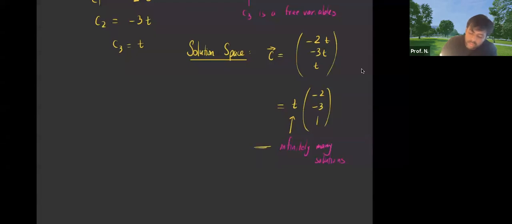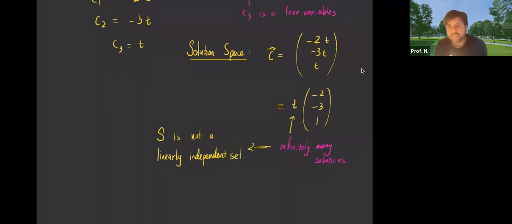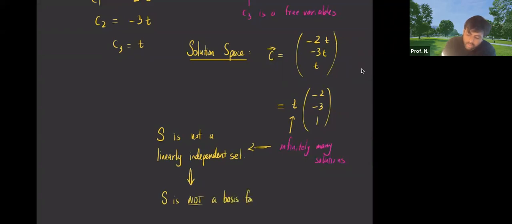So this would indicate that S is not a linearly independent set. So if it's not a linearly independent set, then what do we say? S is not a basis for R2.